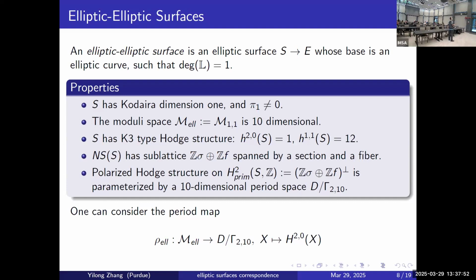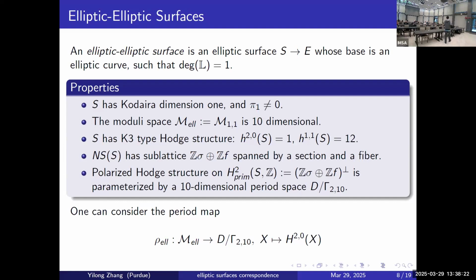What do you mean by K3-type? The Hodge number is different from K3. What do you mean by K3-type? It means that 1, something, 1. H20 is 1, H10 is exactly, yeah. So that's the point making it different.